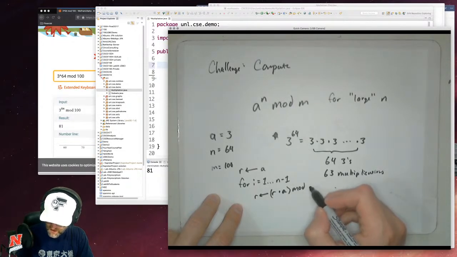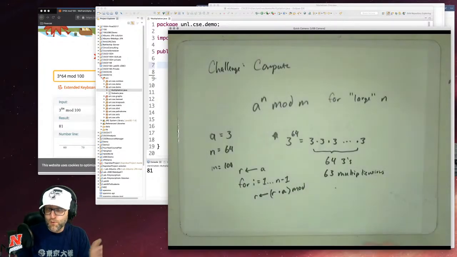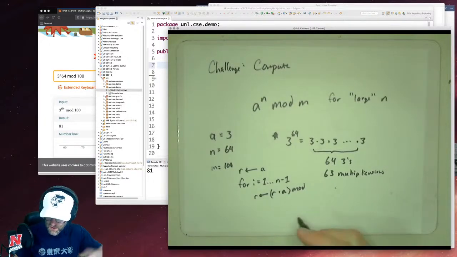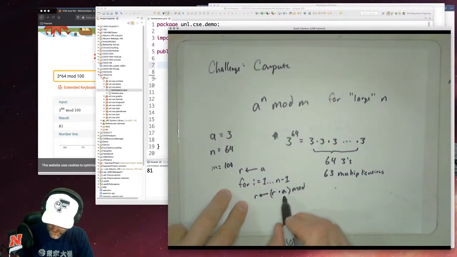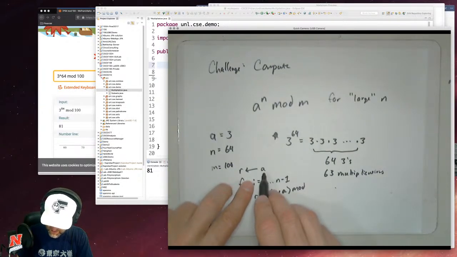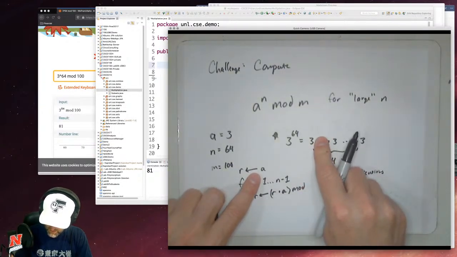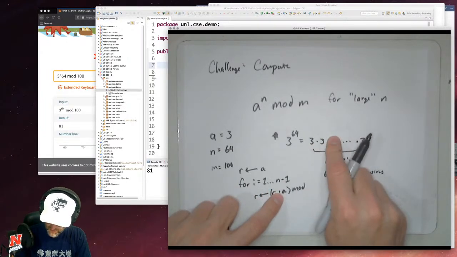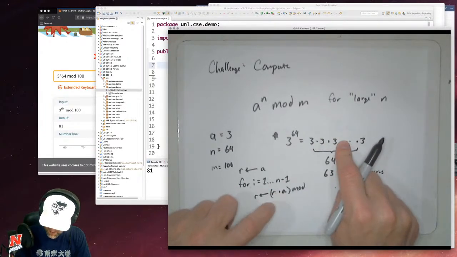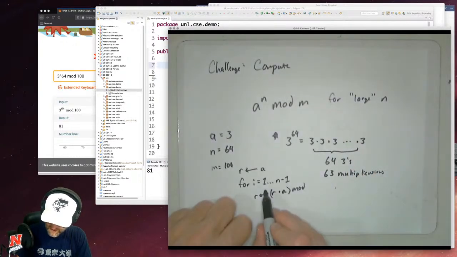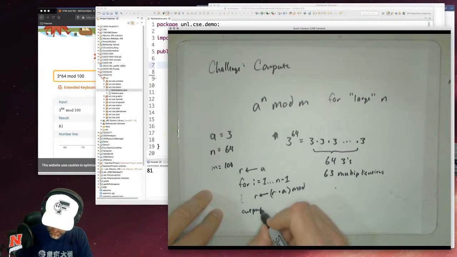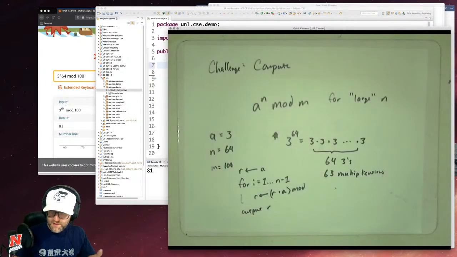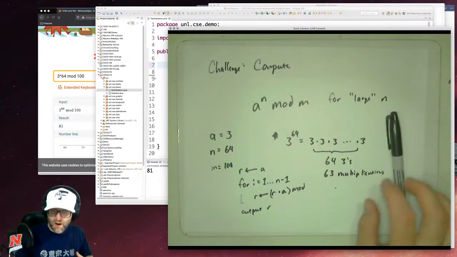You can mod out each time to keep it small. Instead of having one really large, growing number and then taking the modulus at the end, you can mod out on each iteration, and you'll end up with the same answer. Initially it's a, so 3. Then on the first iteration, you multiply it by a again, and again, n minus 1 times, and then you output r. That's the brute force, naive, direct approach.